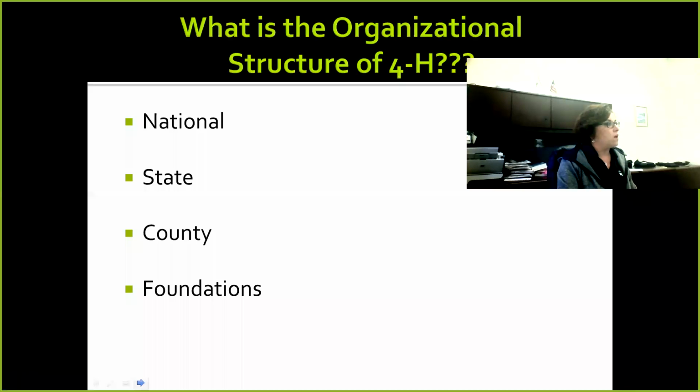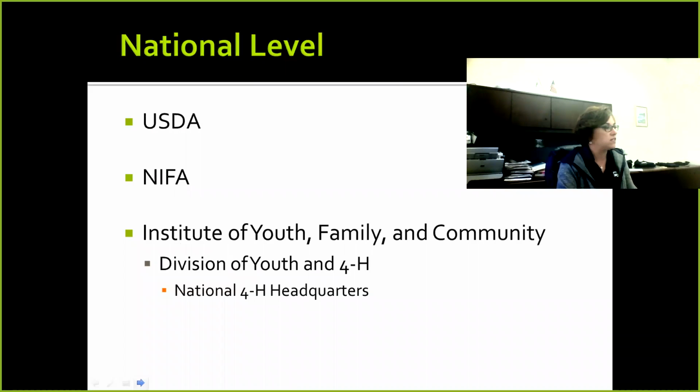So 4-H, there are 4 components, well, 3 components really to 4-H. There's a 4th component. The national, the federal, the state, the county, and then foundations, or our private partners. The program is made possible through this cooperative effort. And so at the national level, 4-H is run by, and I'm actually going to go to the next one because I'm going to talk about each one of these individually.